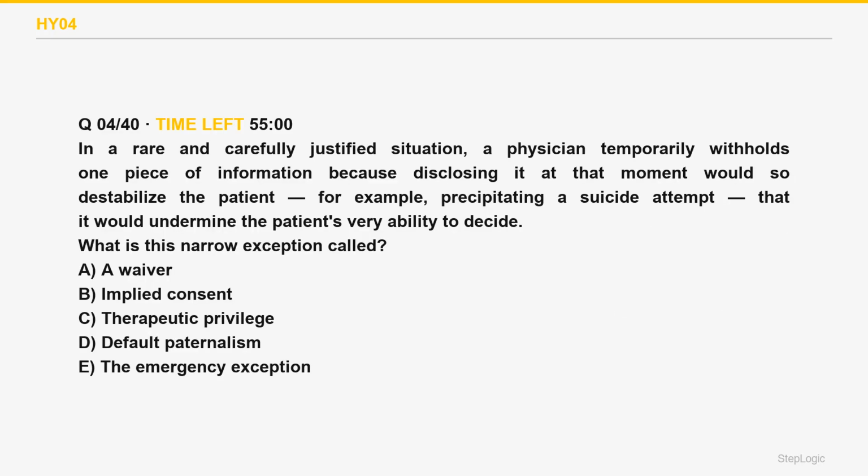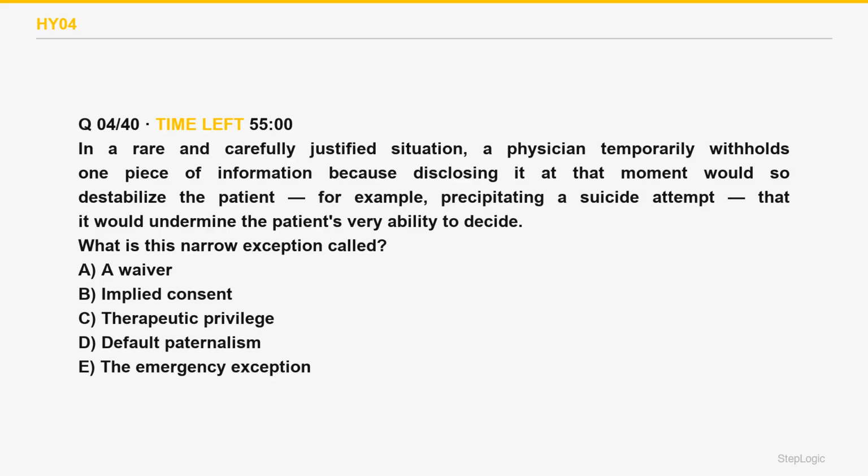What is this narrow exception called? In a rare and carefully justified situation, a physician temporarily withholds one piece of information because disclosing it at that moment would so destabilize the patient, for example, precipitating a suicide attempt, that it would undermine the patient's very ability to decide. Read the command, name the exception where the physician withholds harmful information.